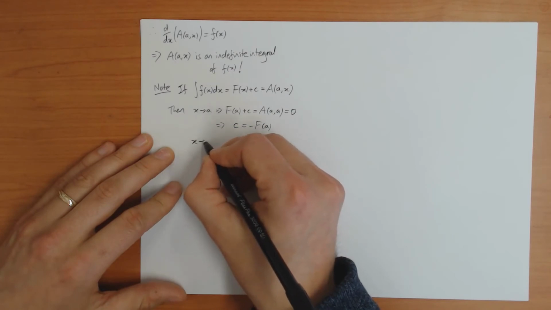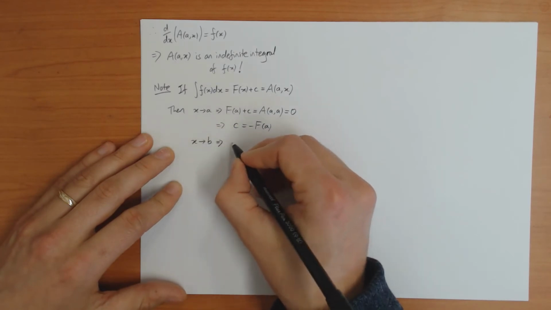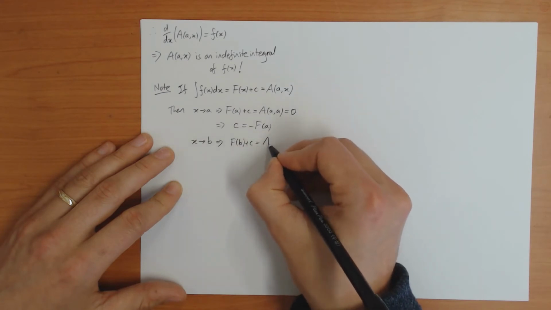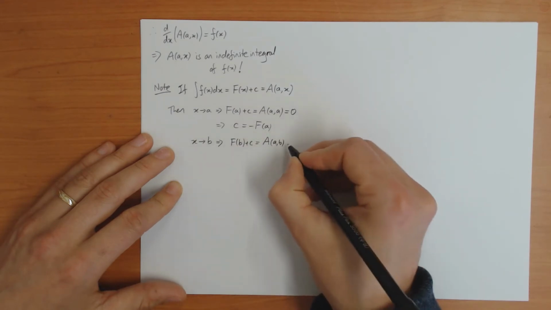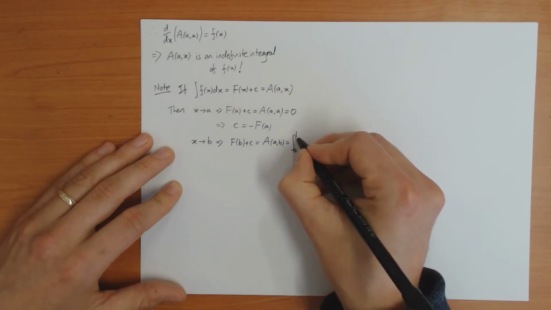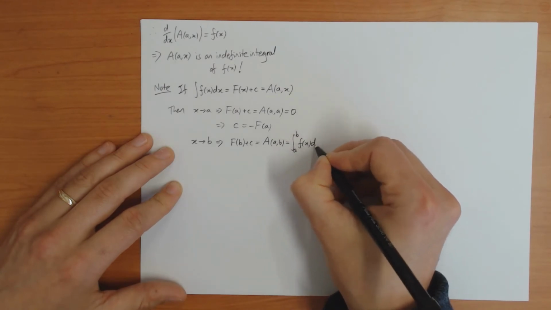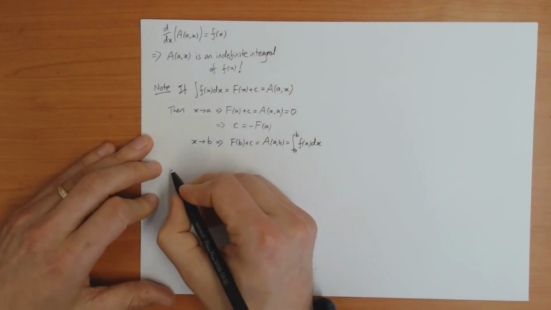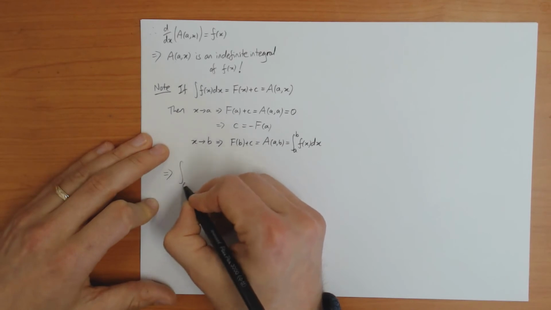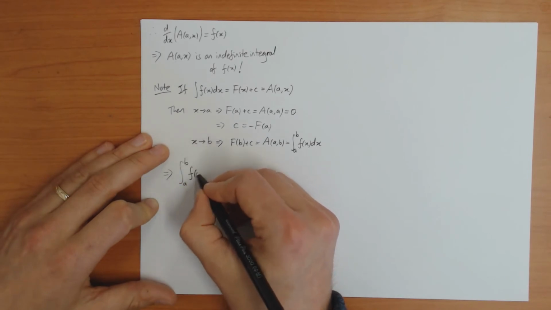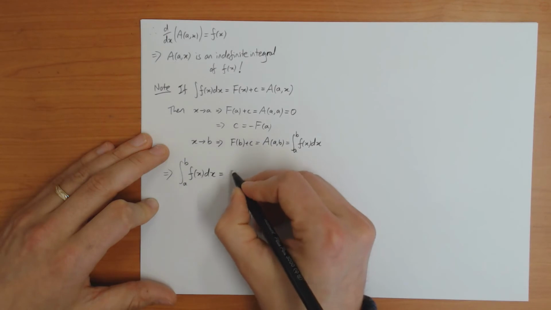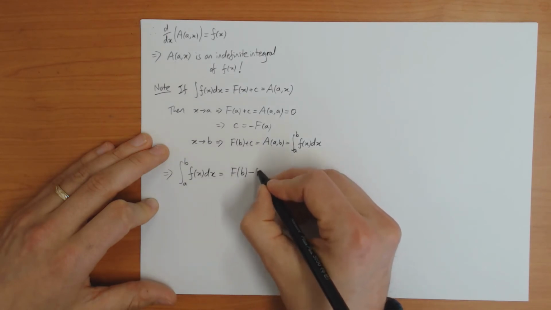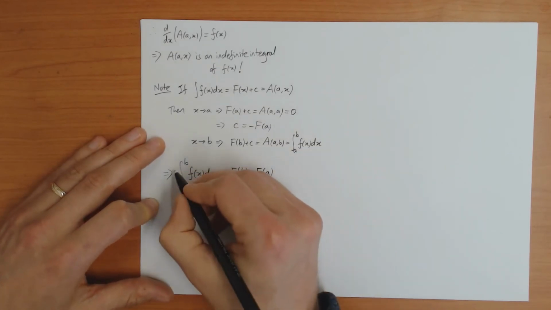Also, if we take x and replace it with b, then this tells you that F of b plus c is equal to the area from a to b, which we've seen is written integral a to b f of x dx. But we've shown that c is equal to minus F of a. So putting all this together, you get the integral from a to b f of x dx is equal to the indefinite integral F at the point b minus the indefinite integral F at the point a.